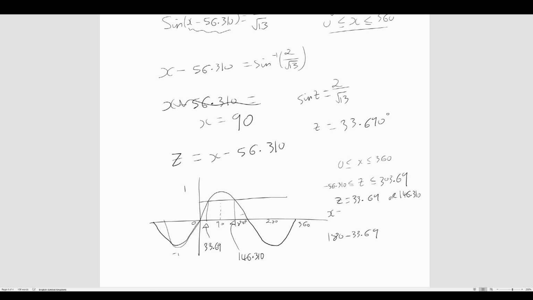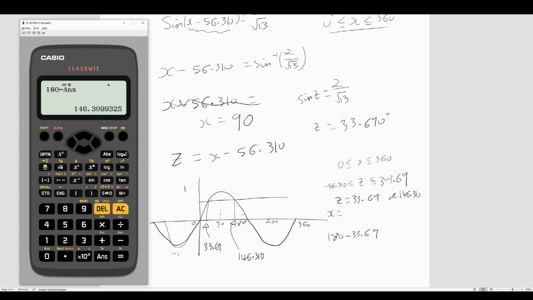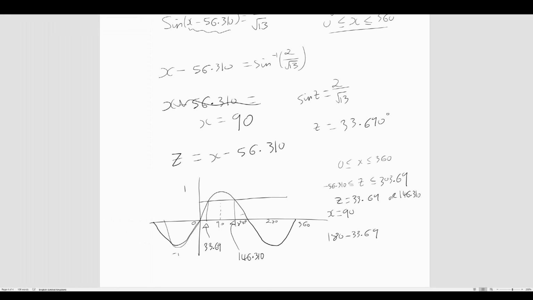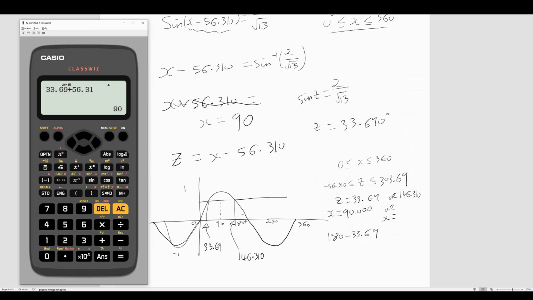So that means either x is going to be, because x is just z plus 56.310, either 33.69 plus 56.31, which is about 90, so 90.00 we'll say, or x is equal to, and again this is just going to be 180, isn't it? No, that's not going to be 180. Yeah, 202.62.